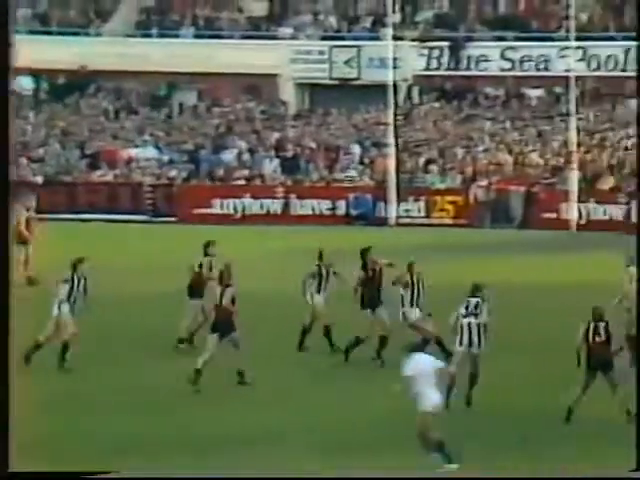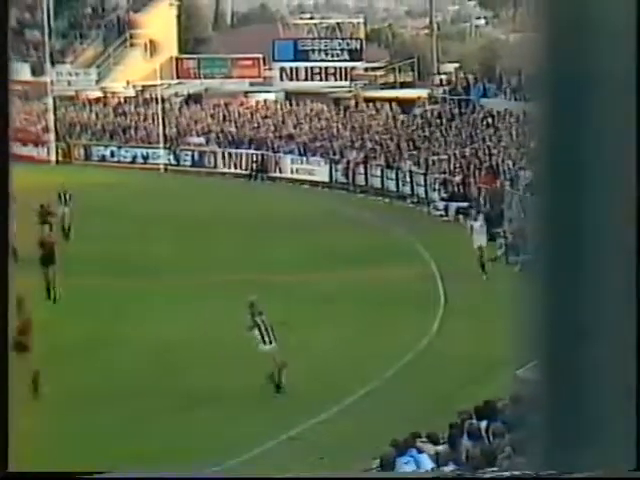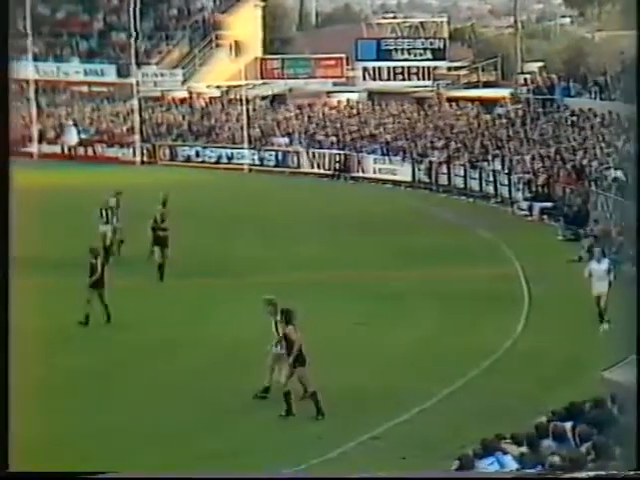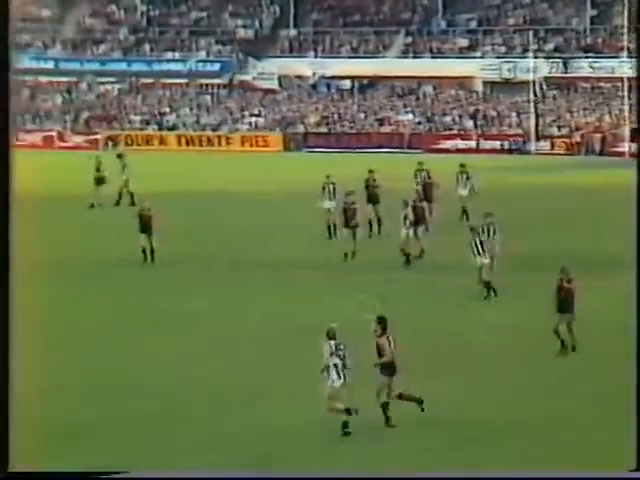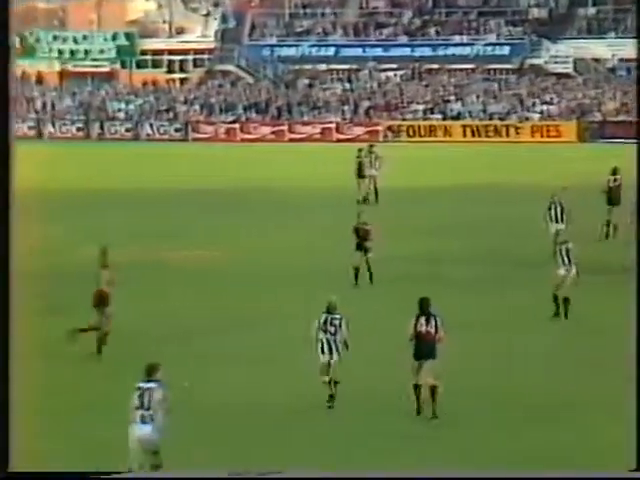They lead by 9 points as Manson prepares to come back on the field. Hawke somehow gets clear and gets his kick away, and it's now outside kicking distance in the Essendon half-forward flank region. Manson back on. Fellows off. Here's the throw-in.